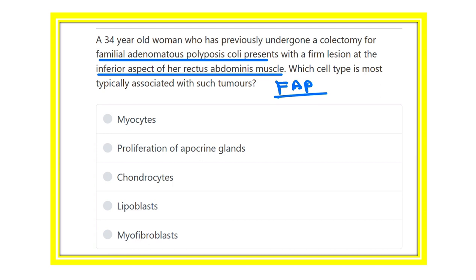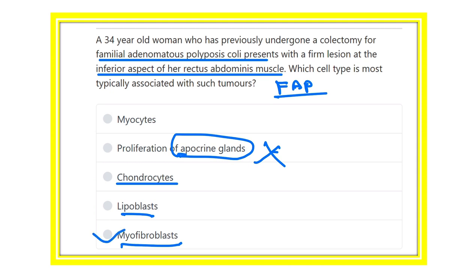Here the options are myocytes, proliferation of the apocrine gland, chondrocytes, lipoblast and myofibroblast. Keep in mind that in the rectus abdominis there is no chondrocyte, so the chondrocyte is not possible. Lipoblast may be present, myofibroblast may be present, but the proliferation of the apocrine gland, actually there is no apocrine gland in any type of muscle. So there may be myofibroblast, lipoblast, and myocytes.